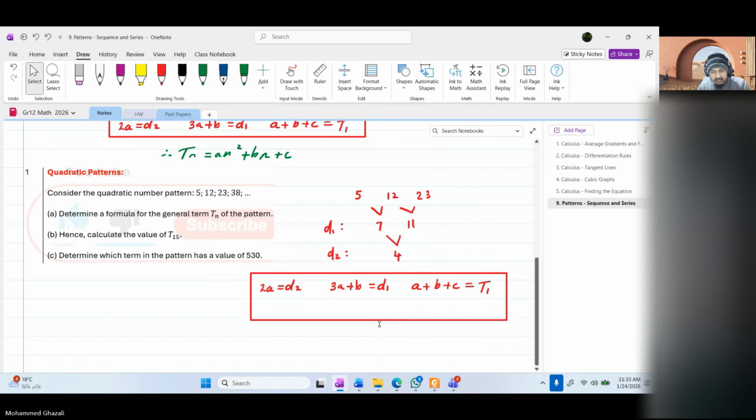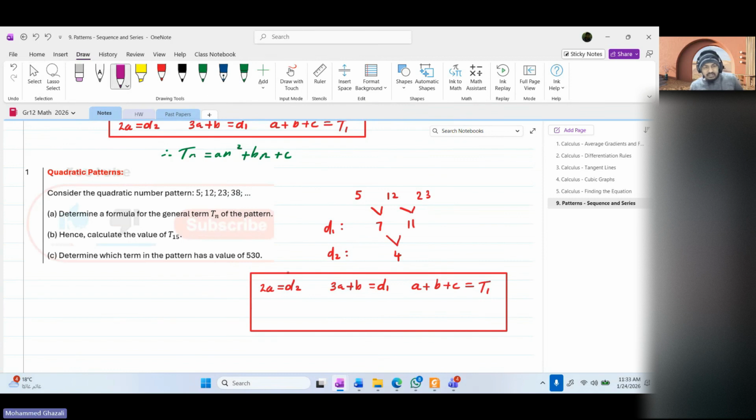So we're saying 2a is equal to d2, what we just proved above. You need to remember these formulas. What is the second difference? 4. So 2a is equal to 4. Therefore, a is equal to 2. Because a is 2, take this value of a and put it there. So 3 times a will be 6. So you got 6 plus b is equal to d1, 7. So b is now equal to 1.